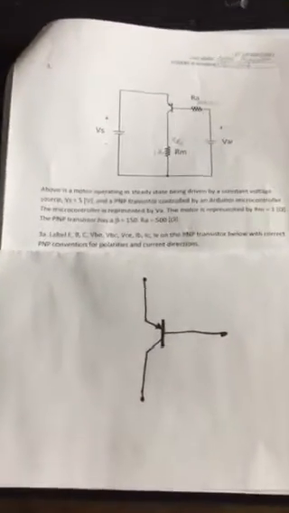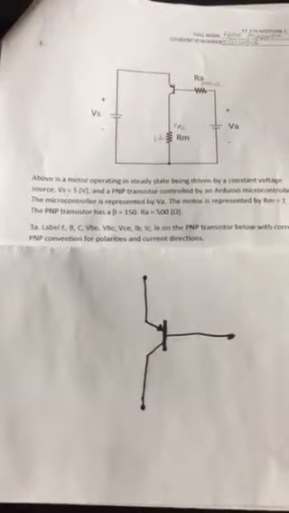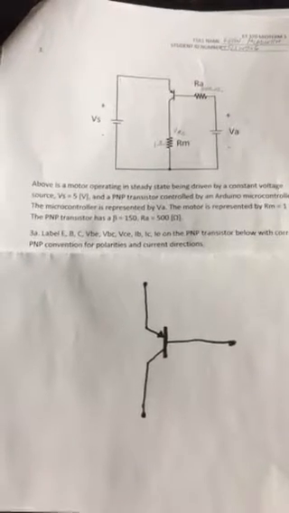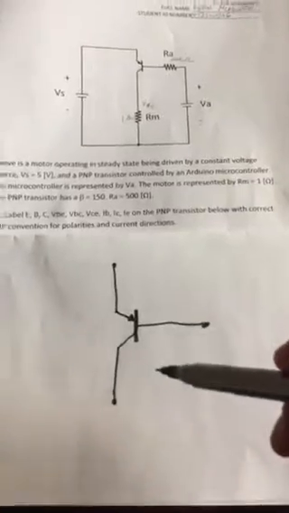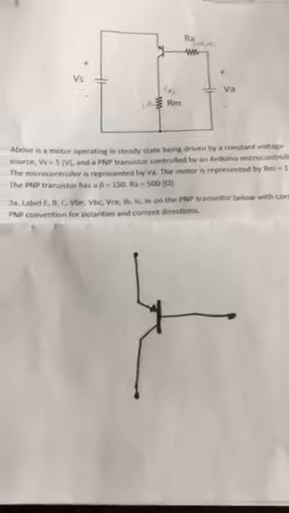So for question 3a, it states: label E, B, C, VBE, VBC, VCE, IB, IC, IE on the PNP transistor below with the correct PNP convention for polarities and current directions.